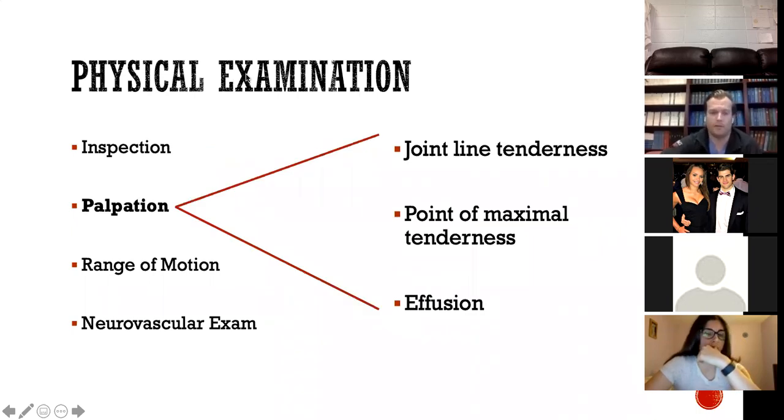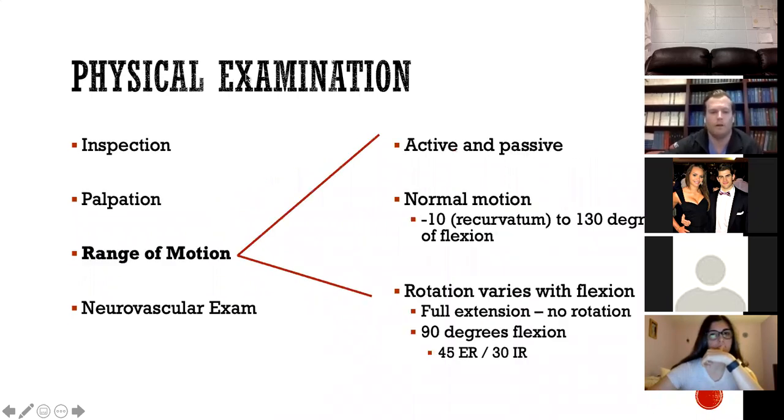Next, you look for palpation. You'll try to find the point of maximal tenderness, note whether it's on the joint line or somewhere else within the knee, and additionally see if there's an effusion. Next, you'll test the active and passive range of motion at the knee.